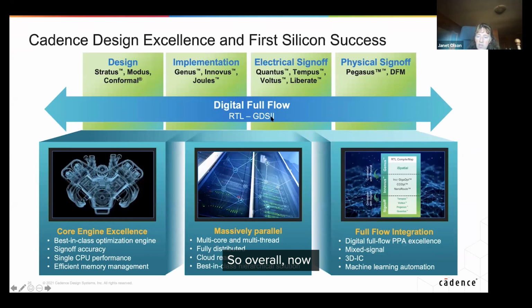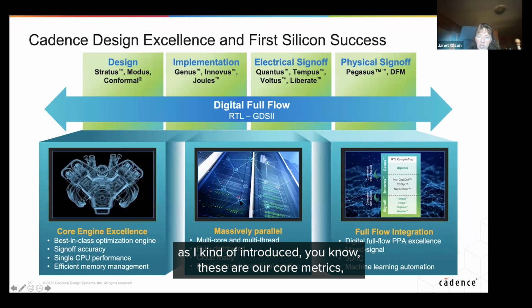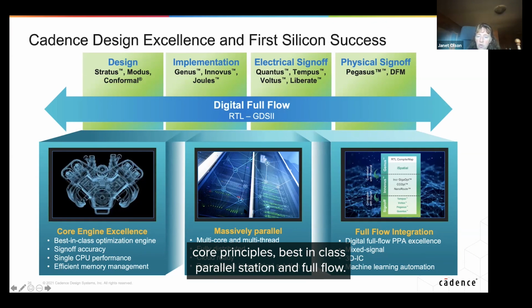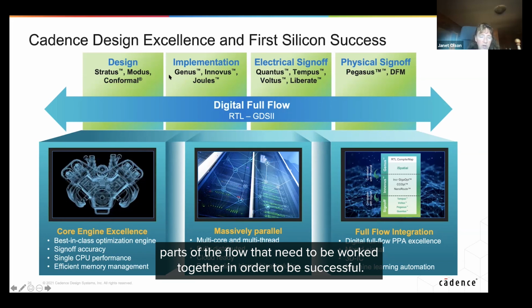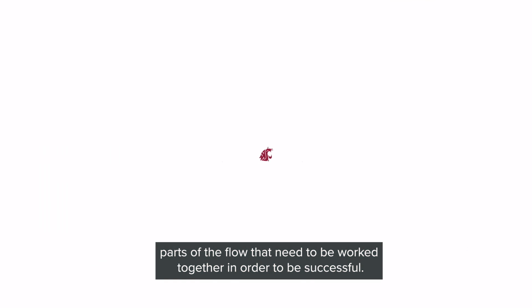So overall, as I introduced, these are our core metrics and core principles: best in class, parallelization, and full flow. And these are the different parts of the flow that need to work together in order to be successful.